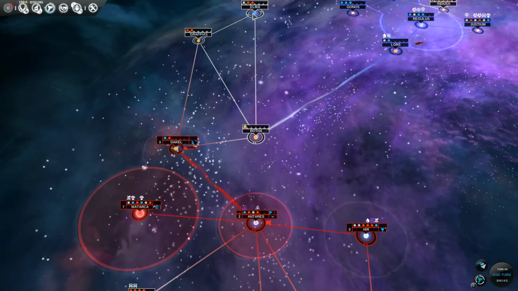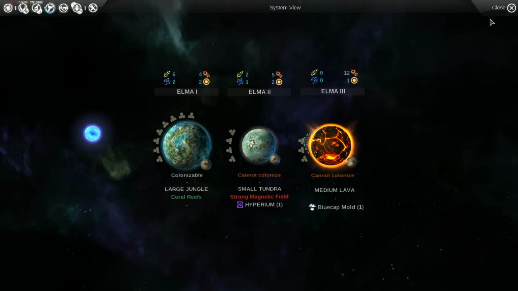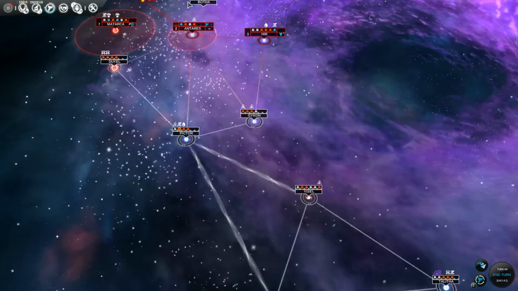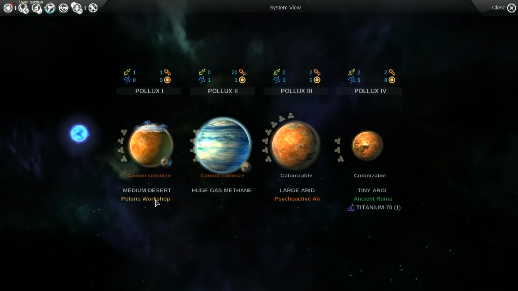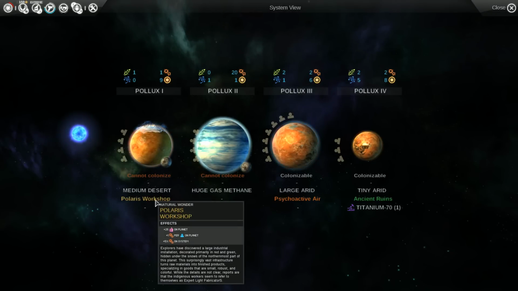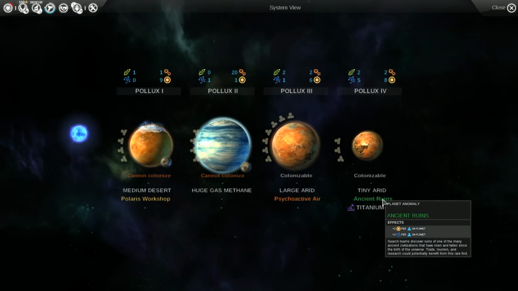Alright, so is it going to be Elma then, with the coral reefs and then the possible expansion to the lava? I think that's what it's going to be. Because we can't even colonize deserts yet. But that would be pretty cool though. The only thing we have access to is going to be these tiny ruins.